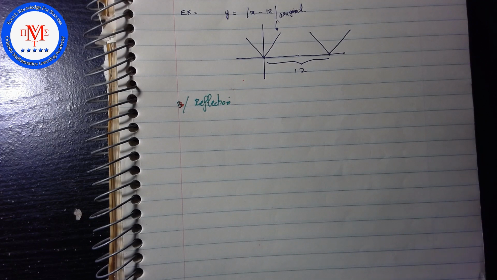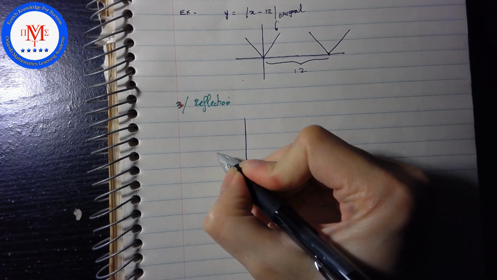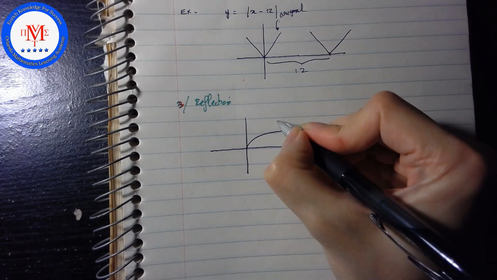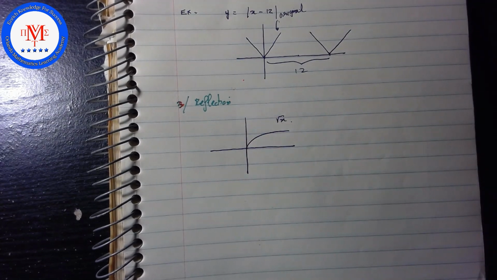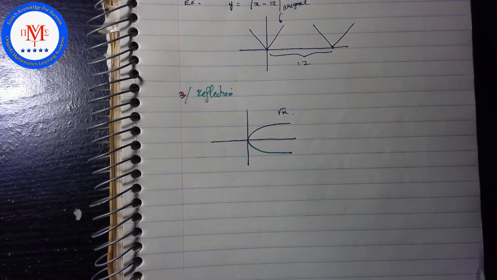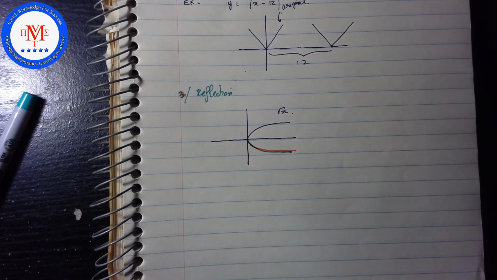So if I have the function like this, this is a square root function. I can make it reflected about the x-axis. So the new one will be like this. Let me use the red color. You see that the shape is the same, but the position is different. So what did I do to the function?